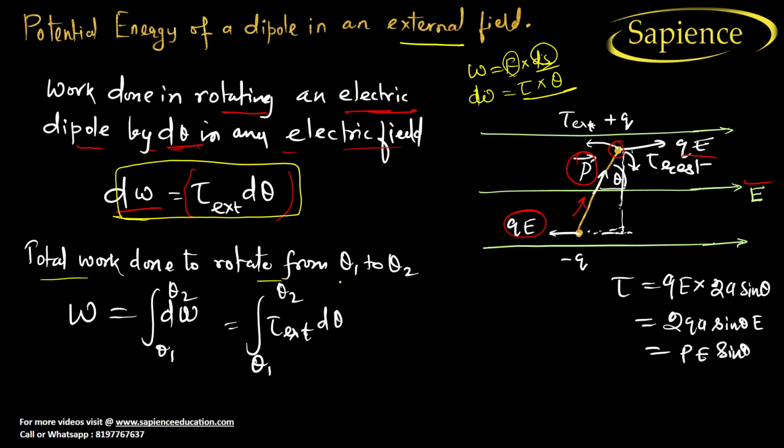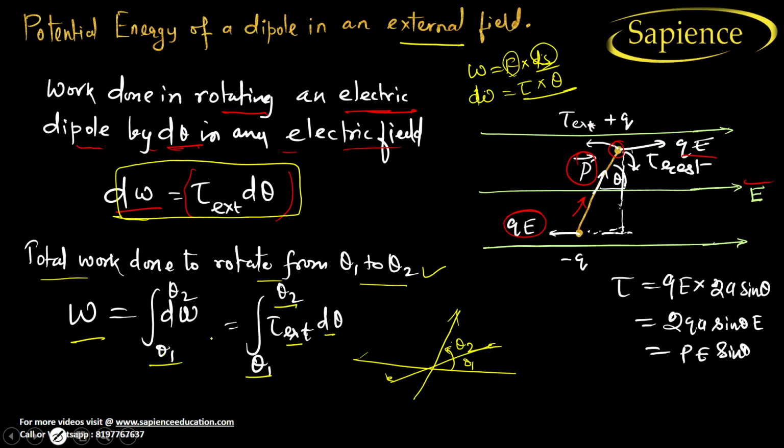Now the total work done in rotating from theta 1 to theta 2. Earlier, let us consider, the dipole was at an angle of theta 1. Now we have moved it so that the angle becomes theta 2. Now we need to integrate so that we get the total work done. So when we integrate from theta 1 to theta 2, we get the external torque into d theta, from theta 1 to theta 2, right?